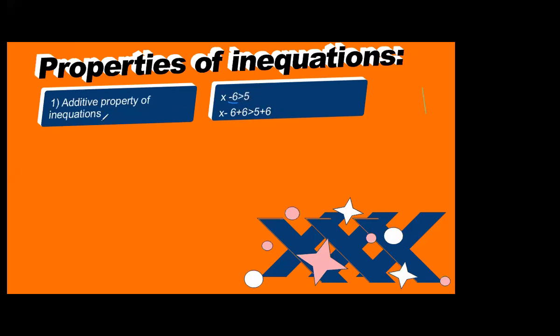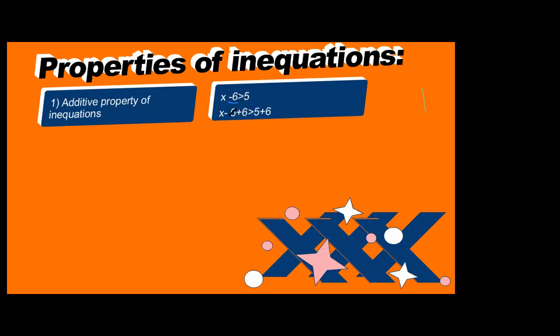This is the additive property of inequation, that if we are adding one quantity on the left hand side, the same quantity is going to be added on the right hand side. If we are adding 6 here, we have to add 6 on the right hand side as well. This is called the additive property of inequation.